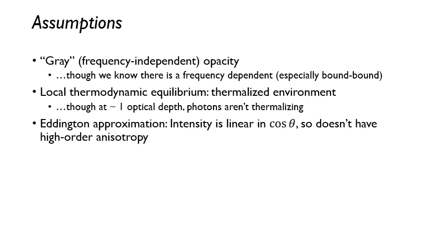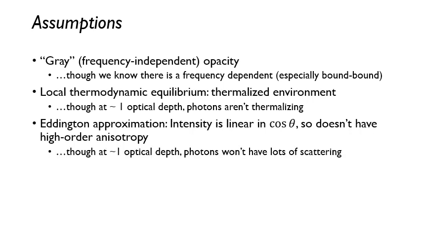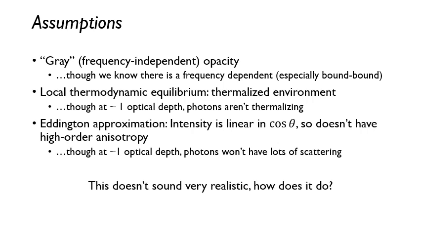And then a final assumption here is the Eddington approximation. So this assumes that your intensity is linear in cosine of theta. So when you represent the intensity distribution in terms of Legendre polynomials, you just keep the linear terms in cosine of theta, which basically just means you don't have a really high order anisotropy. You don't have a really fancy shape. Though, of course, at an optical depth of around 1, your photons aren't going to have lots of scattering that are going to ensure an isotropic distribution. So this doesn't sound particularly realistic. This isn't looking very good.